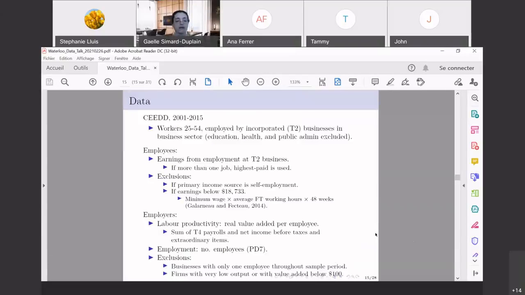And then from the employer side, we're going to need to have a measure of surplus. So we're going to use real value added per worker. The number of workers comes from the payroll deduction and remittance file, so the PD7. Real value added is going to be measured as the sum of T4 payrolls and net income before taxes and extraordinary items. And we're going to get rid of a few businesses. So businesses that only have one employee throughout the sample period, we're going to have to throw away. We also get rid of very, very small businesses, so things that have value added below $100.